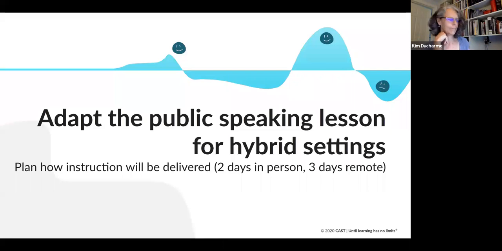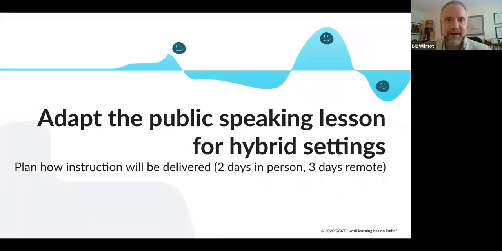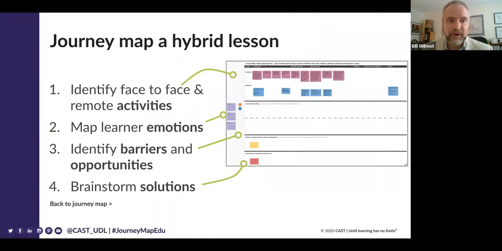So let's imagine that hybrid learning for us means that we have 2 days in person and we have 3 days remote. And what we are going to do is use this to really look carefully and critically at what would we want to prioritize? What do we want to do in person for sure? And what are things that could happen remotely in a variety of different ways, either synchronously or asynchronously?